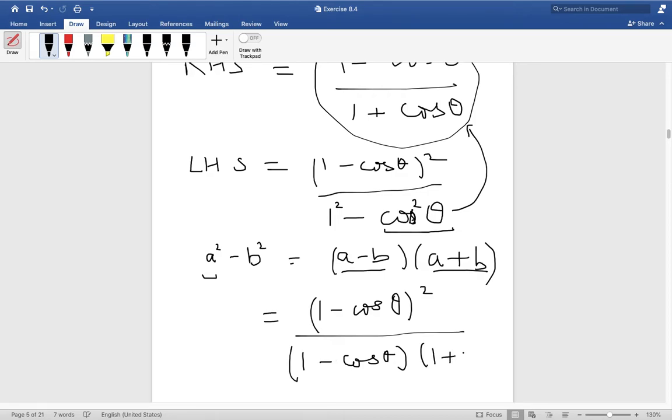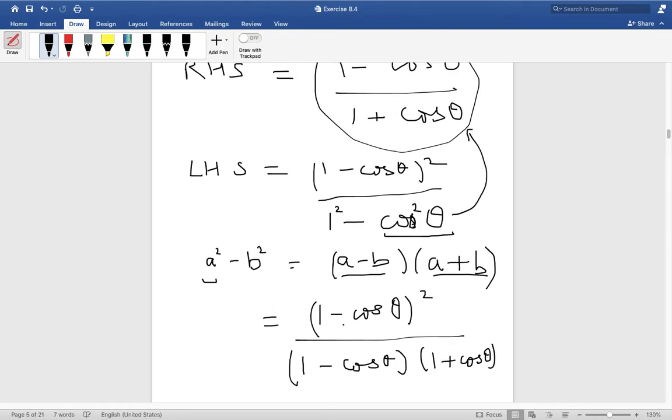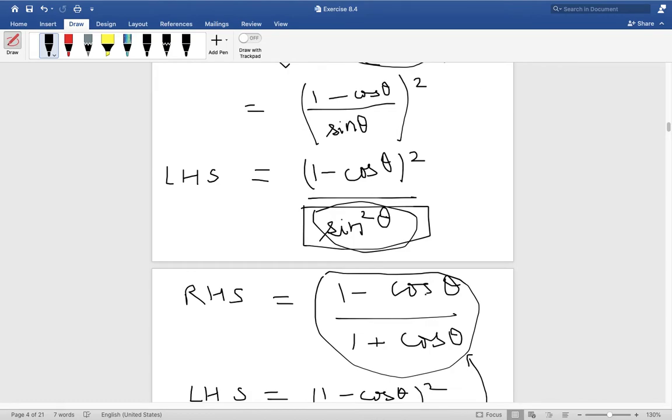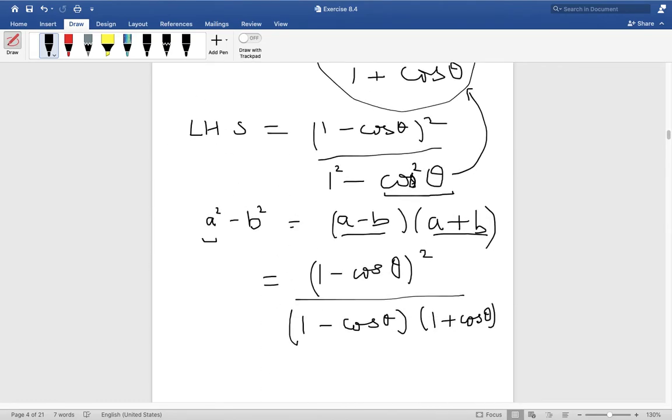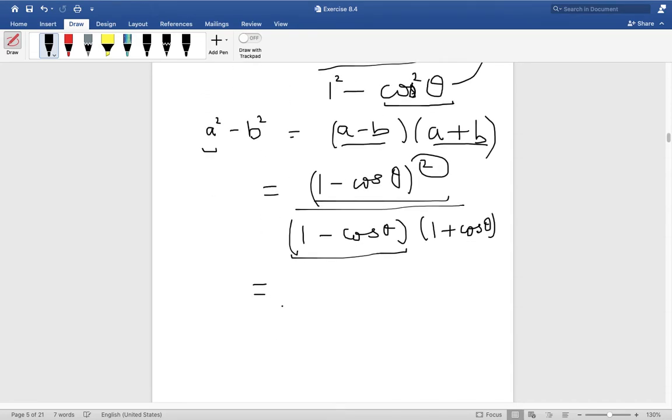So now our left hand side and right hand side are looking pretty close to each other. I have 1 minus cos here, I have 1 plus cos here. The only thing that I don't need is this square term. This is just the square of 1 minus cos theta, so since it's a square term, I can write it as 1 minus cos theta into 1 minus cos theta. Easy, yeah?